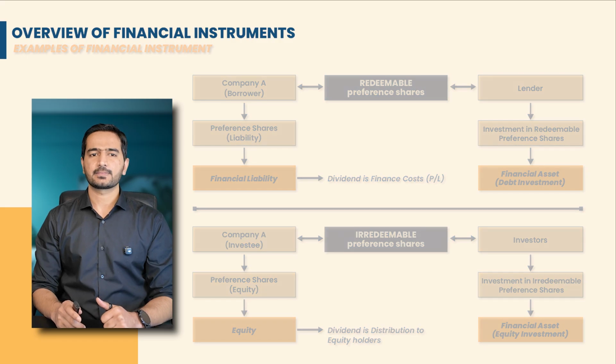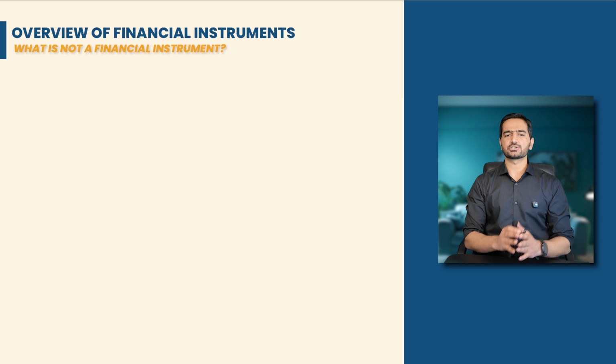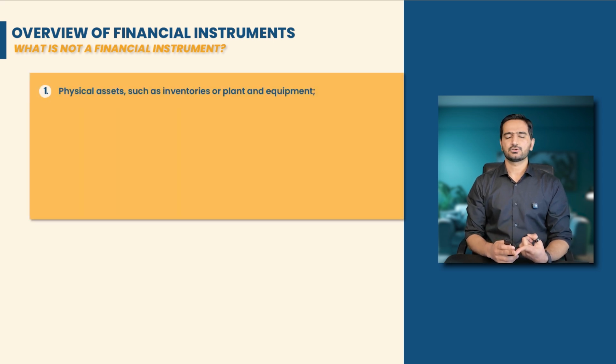Great. Now my friends, before we move on, let me also quickly tell you what is not a financial instrument. Number one, physical assets. For example, property, plant and equipment, inventory. The reason is these are physical items. You use them to produce goods or generate service.